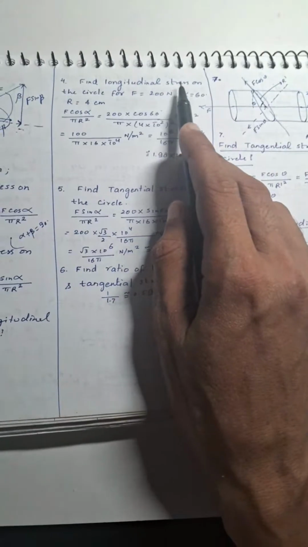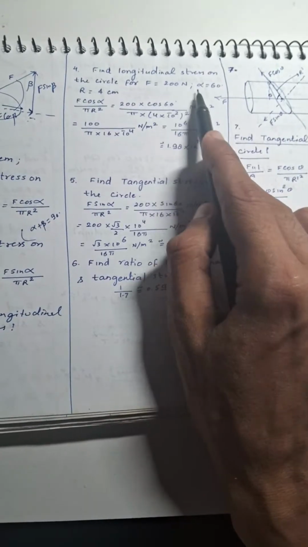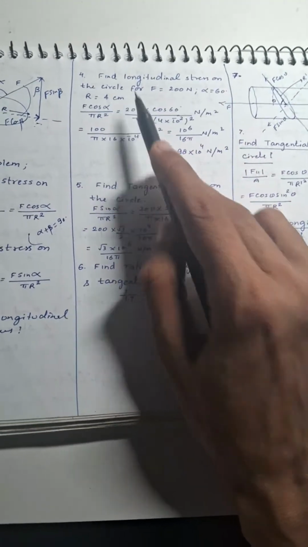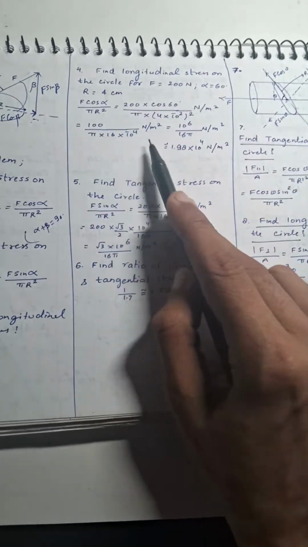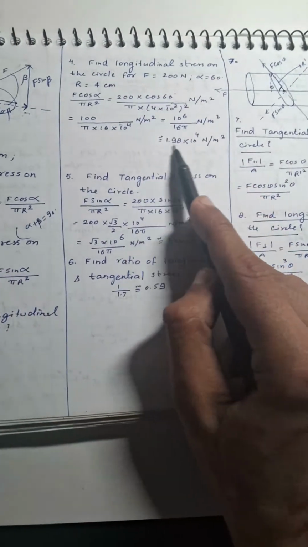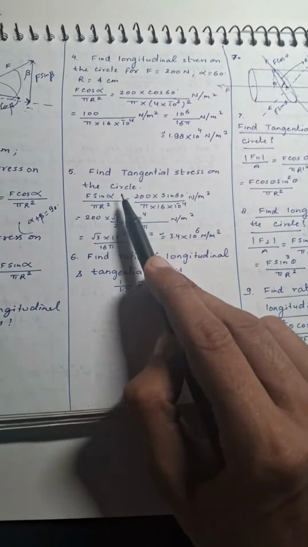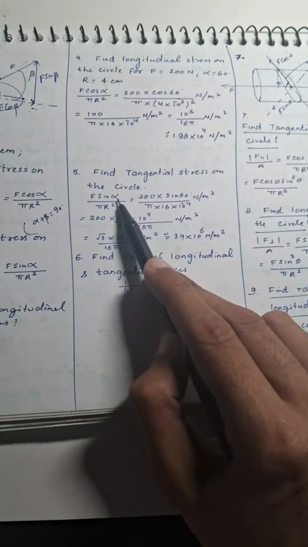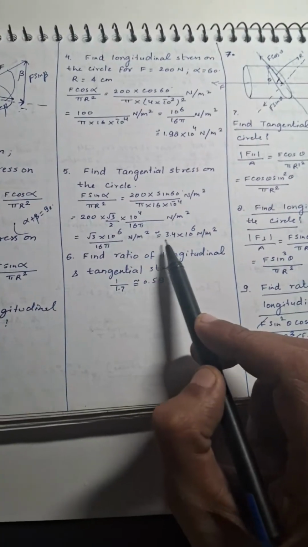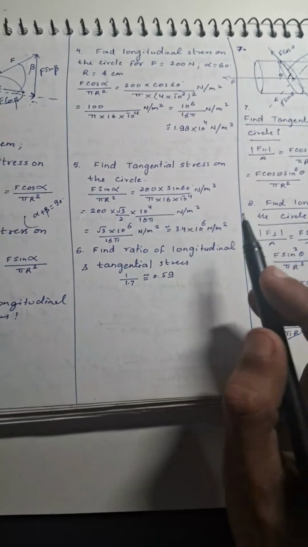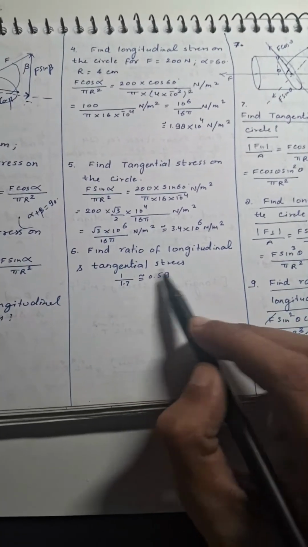Now there is another numerical based question on this. We need to find longitudinal stress for a force having 200 Newton magnitude, alpha is 60 degree, radius is 4 centimeter. Using the expression F cos alpha by pi r square, after calculations we have longitudinal stress as 1.98 into 10 to the power 4 Newton per meter square. Then we need to find tangential stress on the circle. Using the concept F sin alpha by pi r square as we have derived, after substituting the values, we get finally 3.4 into 10 to the power 6 Newton per meter square. Then finding the ratio of the stresses, it is about 1 upon 1.7, which is roughly equal to 0.59.